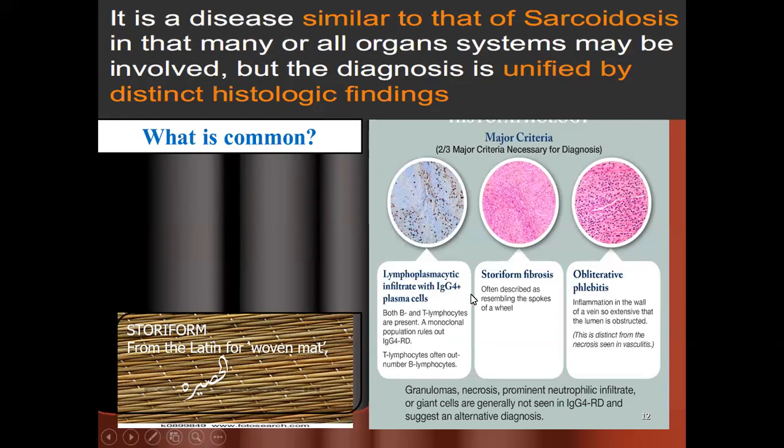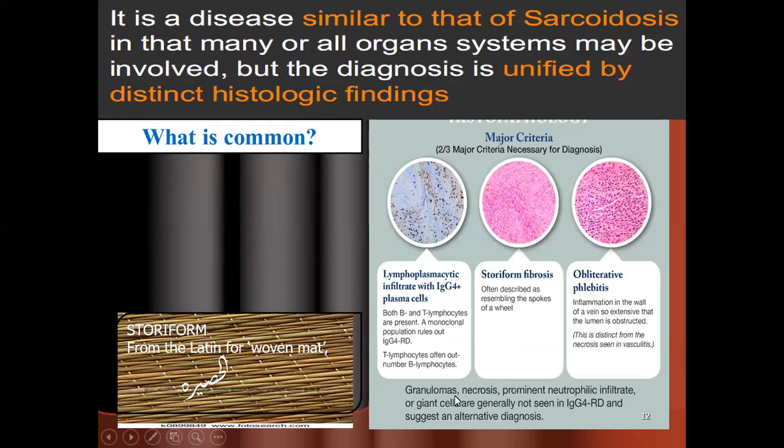The third feature is obliterative phlebitis, inflammation in the wall of a vein so extensive that the lumen is obstructed. This is distinct from the necrosis seen in vasculitis. So there is no necrosis, it is extensive inflammation that occludes the lumen of the vessel. So we have three major criteria. 2 out of 3 are necessary to make the diagnosis.